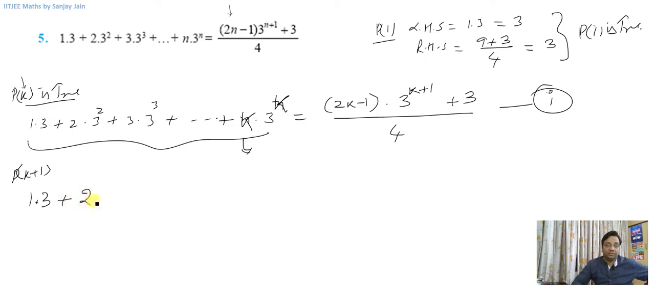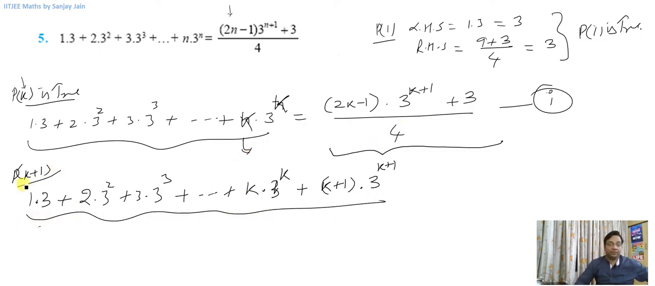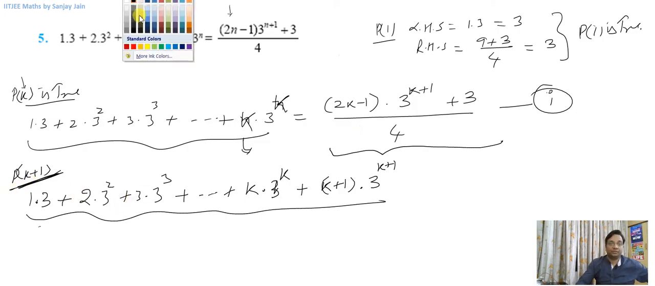It will be this: 2 into 3 squared plus 3 into 3 cubed plus and so on. The kth term will be k into 3 raised to power k, and then the k plus 1th term will be k plus 1 into 3 raised to power k plus 1, right? This will be my left hand side, and on the right hand side I'll require an expression of the same format, but at every place of k I'll require k plus 1, right? So I'll manipulate this left hand side of P of k plus 1 and see whether I can reach there or not. So what do I require on right hand side?